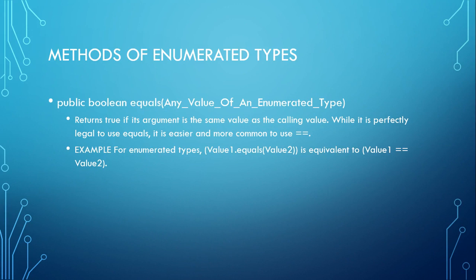All right, let's just quickly discuss some methods of enumerated types. So there's the public boolean equals method, which returns true if the argument is the same as the calling value. And while it's perfectly legal to use equals, it is easier and more common to use ==. All right, we've already discussed this. And there's a quick example, value1.equals(value2), which is the same as value1 == value2.